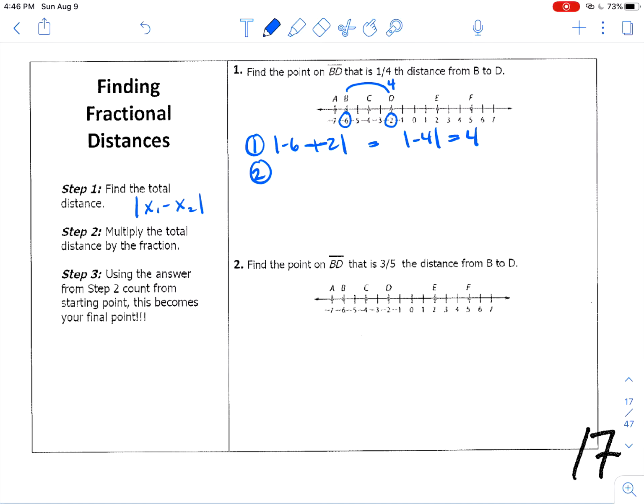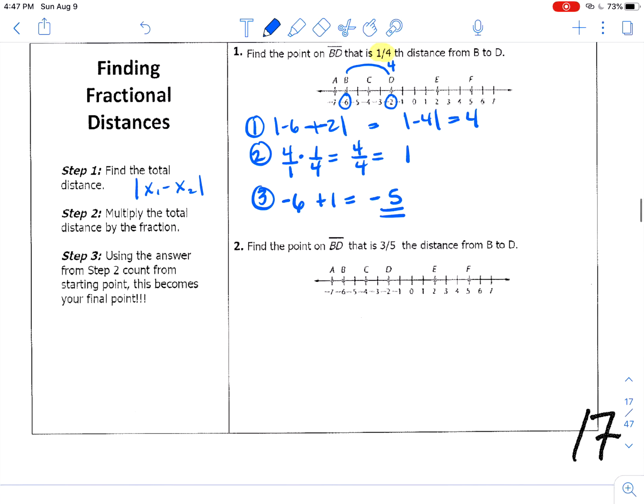Step 2, if I want to find the point that is a fourth the distance, I need to multiply 4 times 1 over 4. I'm going to go ahead and put the 4 over 1 and then multiply straight across. Now I could have reduced first, but either way we'll get to a distance of 1. And then step 3, start with the coordinate for B, which is -6, add 1, and that's -5. -5 is the point on BD, a fourth the distance from B to D.